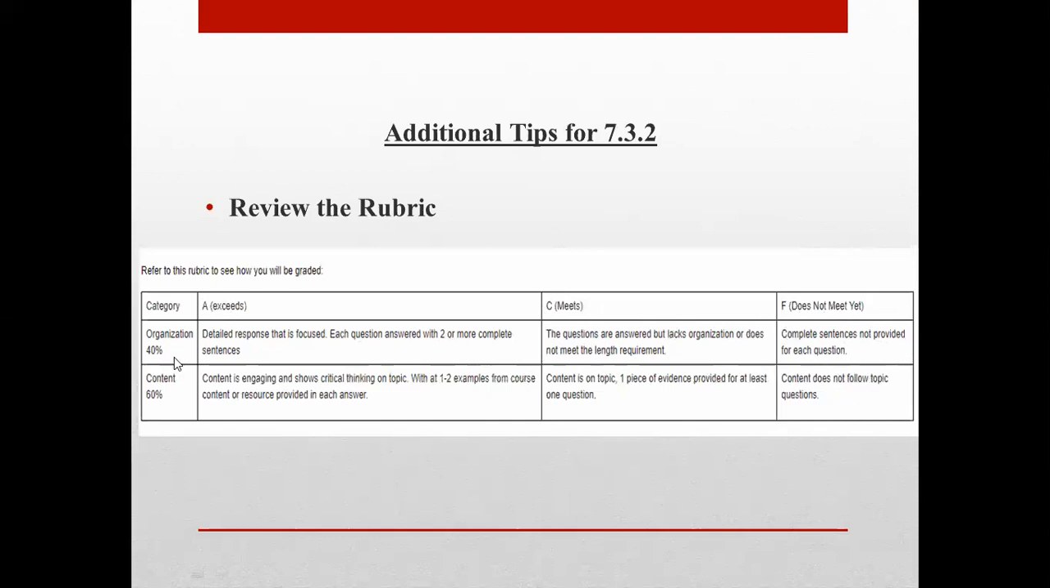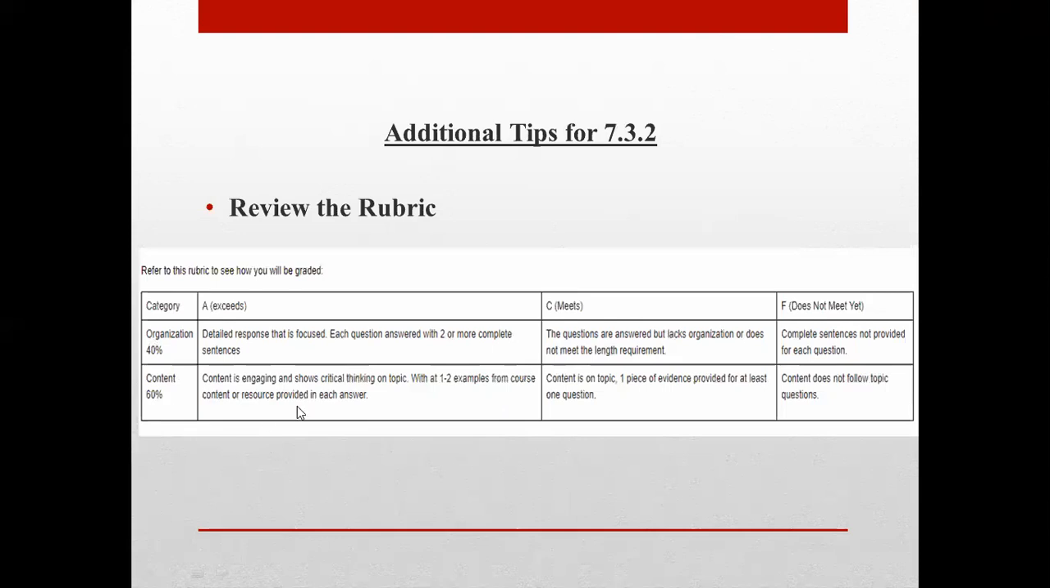So what this means is this 40% that you're going to be scored. Let's say this is out of 100%, 40% is going to be scored for organization. So if it's organized with 2 or more complete sentences, and then the content, so your examples and your evidence. So we're looking for organization, but the biggest comes through content.